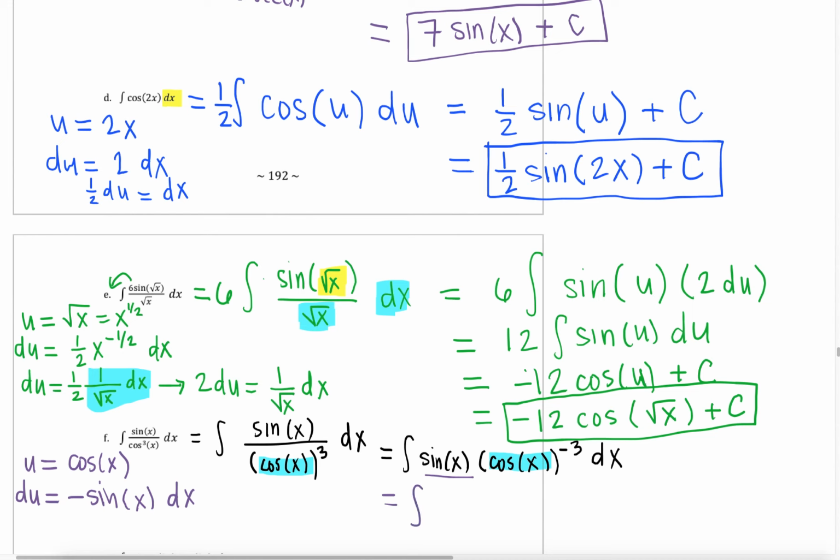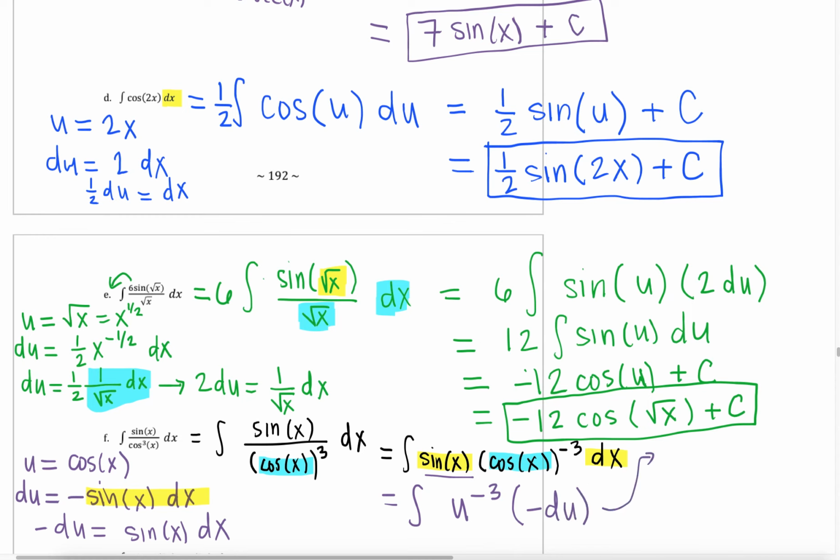So we can replace the cosine of x, that will be u to the negative third. What's left over to replace still is the sine of x times the dx. Well, that's part of my du. And to get it by itself, the one thing I have to do is divide through by a negative sign to get negative du equals sine of x dx. The negative sign went away. And now I can replace that with that negative du.